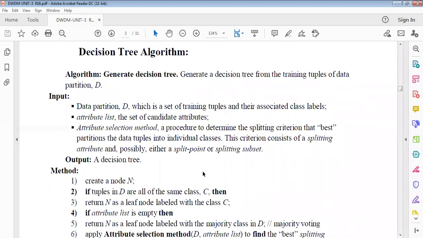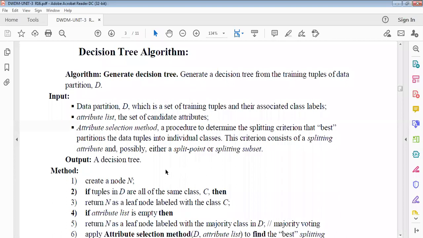In the decision tree algorithm, we mainly use it to generate decision trees. Here you generate the decision tree from the training tuples of the data partition D. You give as input the attribute list, the attribute selection method, the splitting point and splitting subsets, and the data partition D. Using these attributes, methods, and data partitions, you can generate the decision tree.